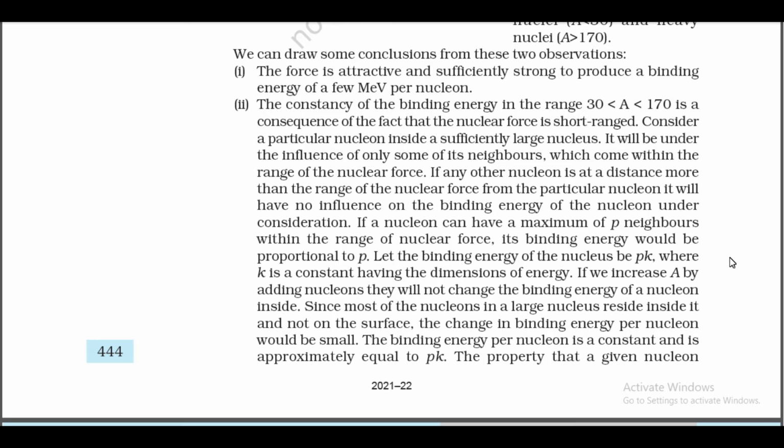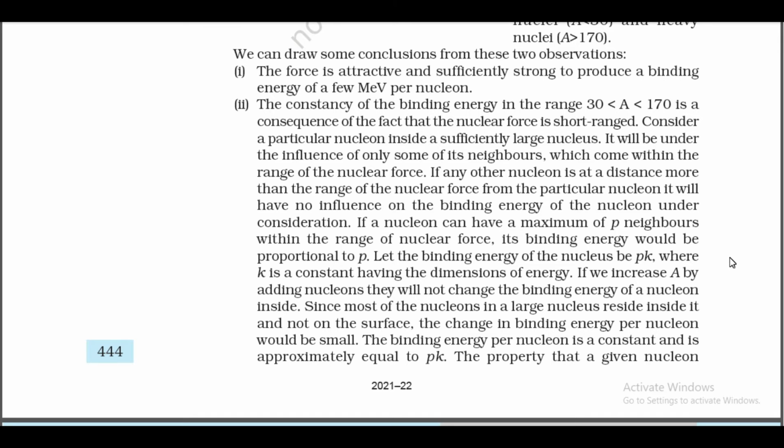Consider a particular nucleon inside a sufficiently large nucleus. It will be under the influence of only some of its neighbors, which come within the range of the nuclear force. If any other nucleon is at a distance more than the range of the nuclear force from the particular nucleon, it will have no influence on the binding energy of the nucleon under consideration. If a nucleon can have a maximum of p neighbors within the range of nuclear force, its binding energy would be proportional to p.